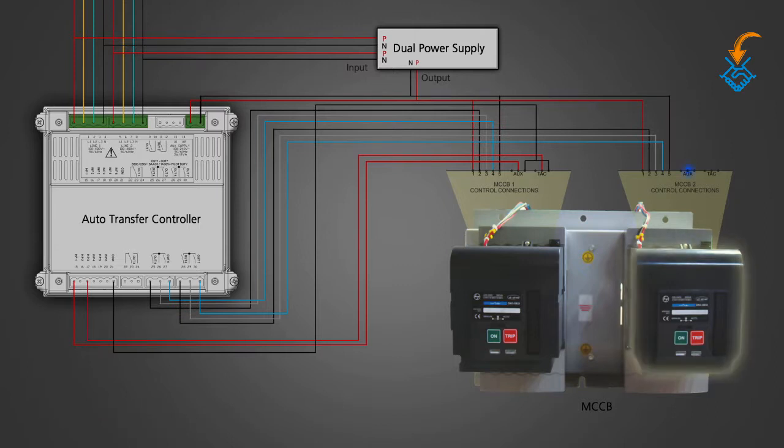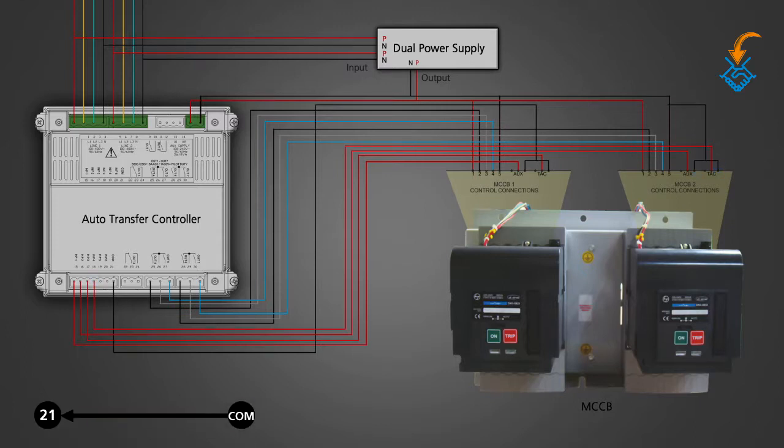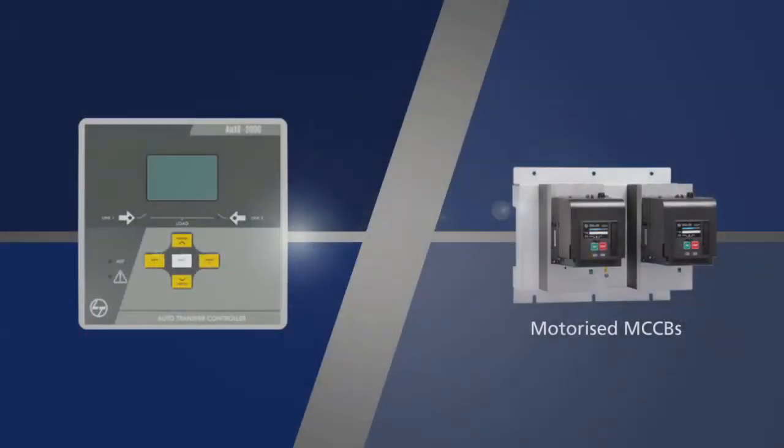MCCB 2. Auxiliary red wire connected to terminal 16 of the controller. TAC red wire connected to terminal 18 of the controller. Common black wire of auxiliary contact and TAC contact connected to terminal 21 of the controller. With this, we have completed the connection between the controller and the motorized MCCBs.